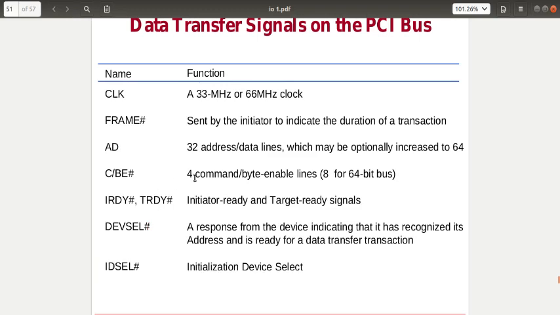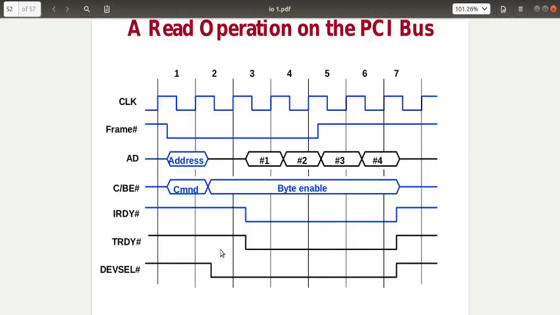So these are just some of the control signals in general that are used for data transfer in the PCI bus. This is a timing diagram of a basic read operation on a PCI bus. On this side you will see the different signals that we saw, and this is how they vary with the changing clock cycle. The clock signal is the base signal that we will be using, and for each clock cycle there will be changes, right?